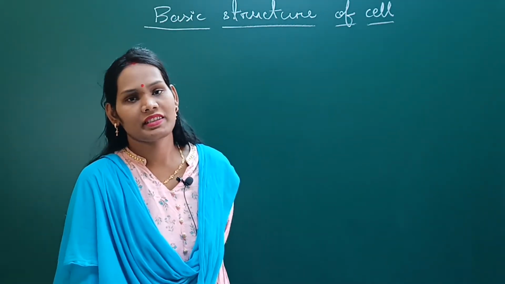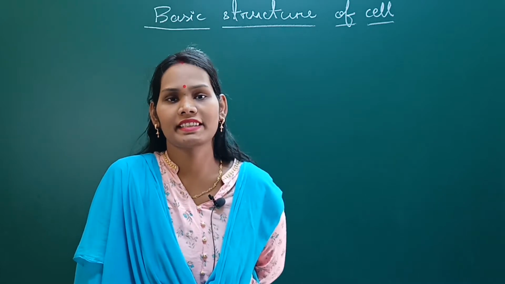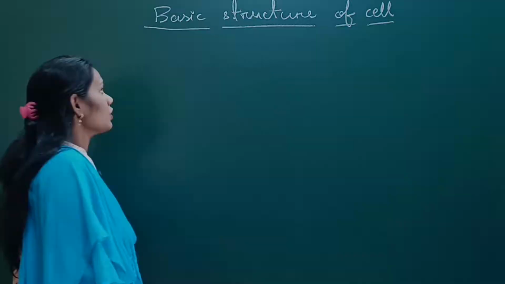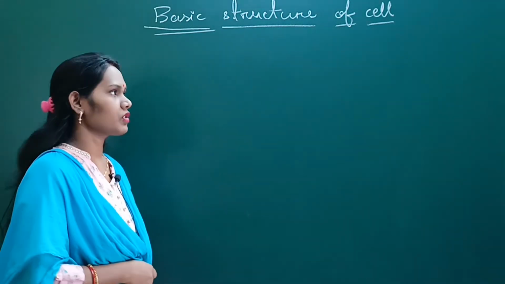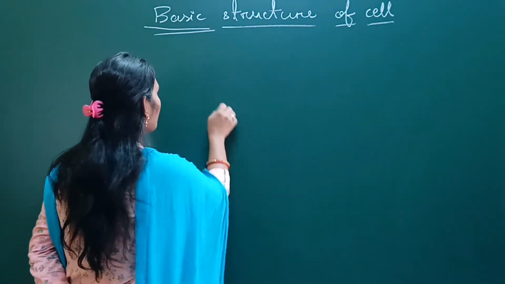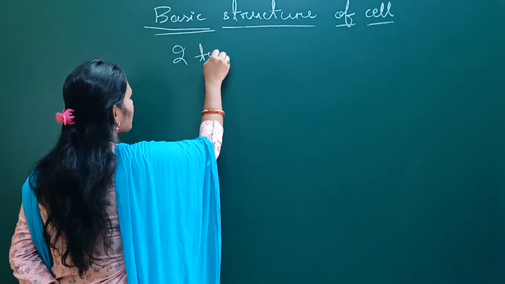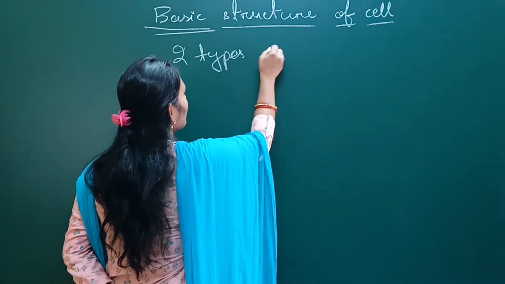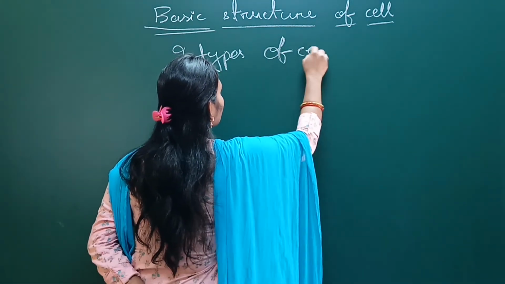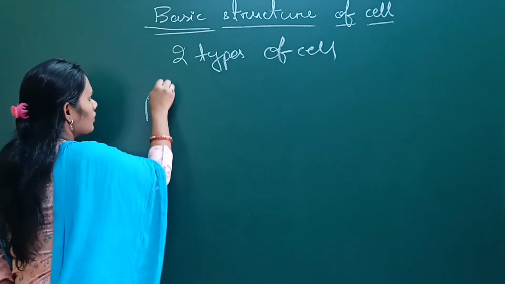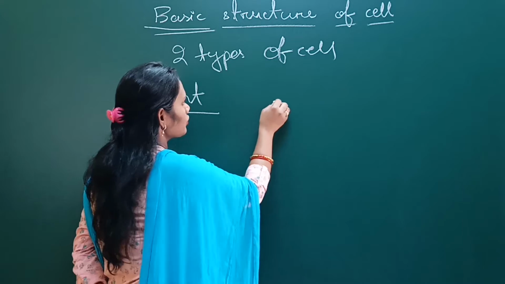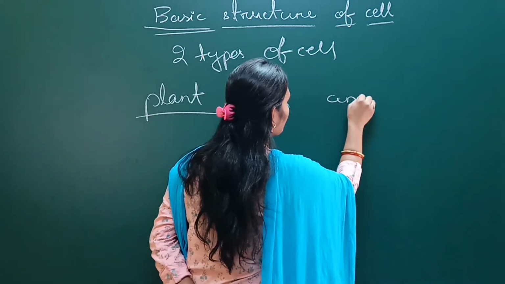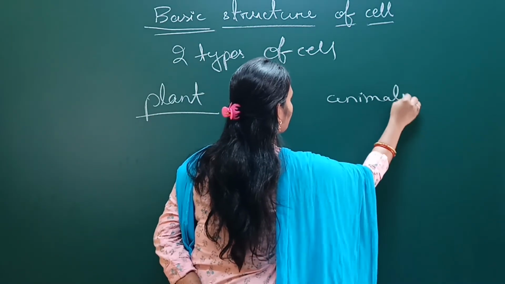So in previous classes we discussed what a cell is. In this class we will discuss the basic structure of the cell. Normally there are two types of cell according to living organisms. Living organisms are classified into plants and animals.